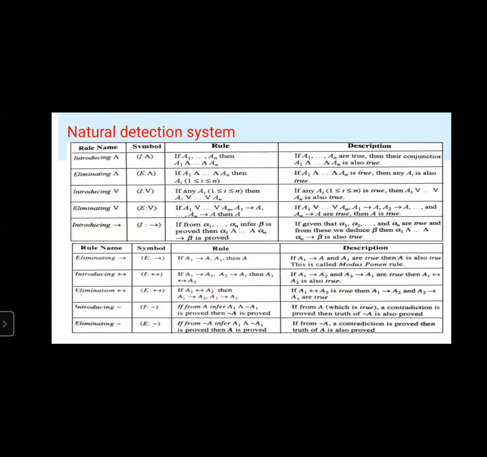Next, eliminating negation. E colon negation. If from negation A we infer A1 and negation A1 is proved, then A is proved. If from negation A a contradiction is proved, then the truth of A is also proved.